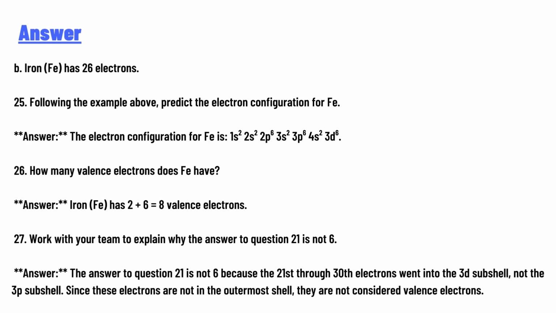27. Work with your team to explain why the answer to question 21 is not 6. Answer: the answer to question 21 is not 6 because the 21st through 30th electrons went into the 3d subshell, not the 3p subshell. Since these electrons are not in the outermost shell, they are not considered valence electrons.